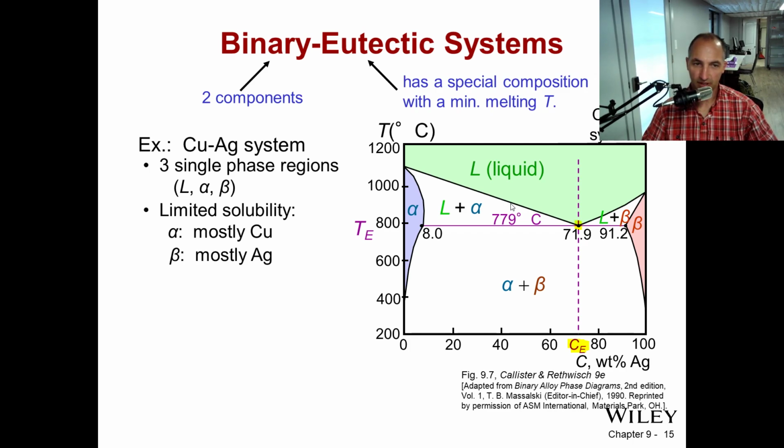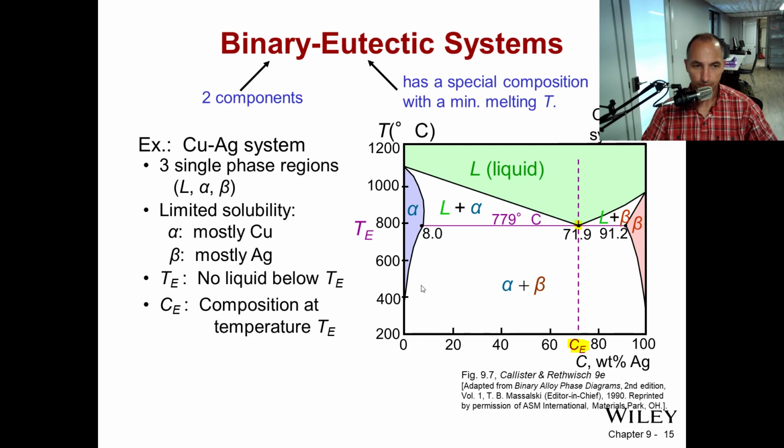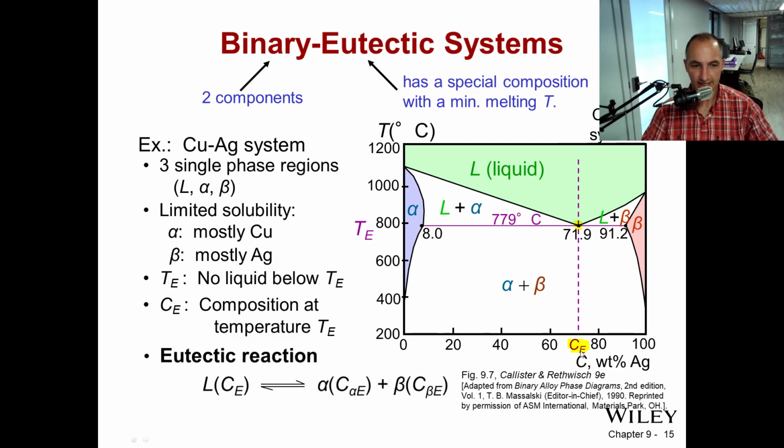It isn't complete solid solubility like we had in the previous example where all of the Hume-Rothery rules were met. In this case, you don't have all the Hume-Rothery rules met for this type of system. At the eutectic temperature, which is TE, there's no liquid below TE. That's this horizontal line right here. Never any liquid below that, no matter what composition you're at. The composition at the eutectic temperature is CE. The eutectic reaction at this composition, which is at 71.9 weight percent silver, is all liquid going to alpha plus beta.